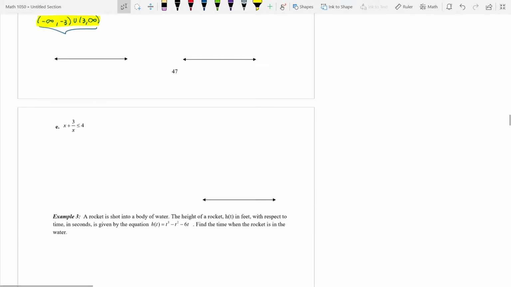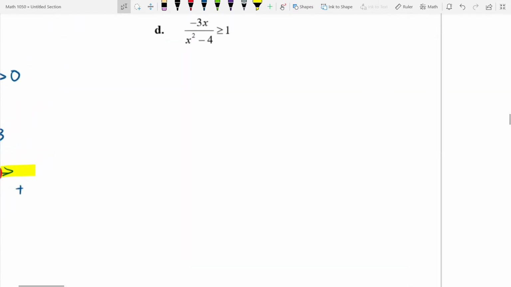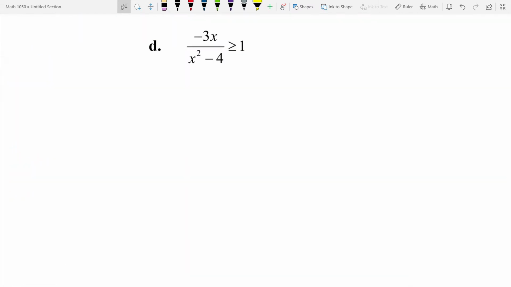All right, now, they are going to get a little tougher. D and E are tough, and I do think that this is how Weber State will be presenting it, D and E, okay? Much tougher than what we've done. Step 1, all 30 of you, what do I do? 0. So everybody go -3x over x to the second minus 4 minus 1 is greater than or equal to 0. Make yourself remember the steps. What do you do now?